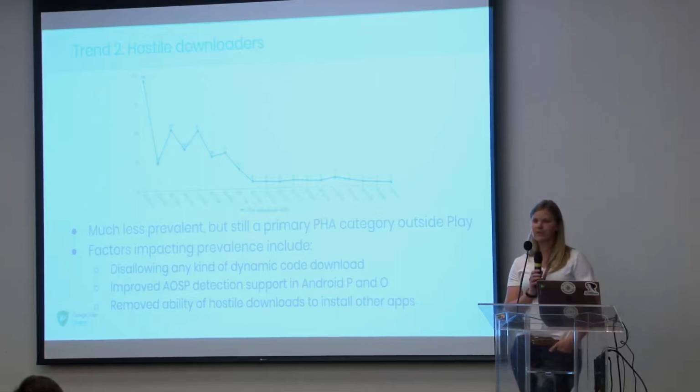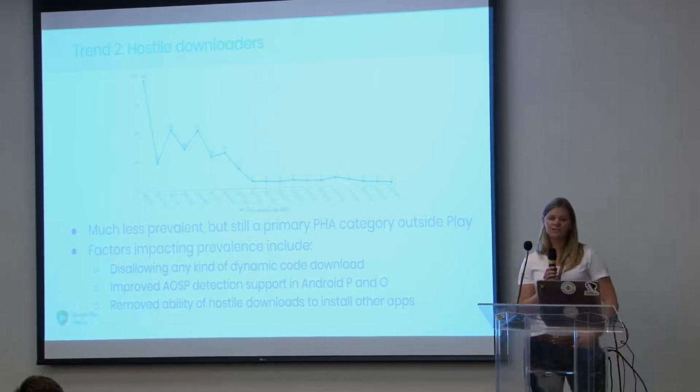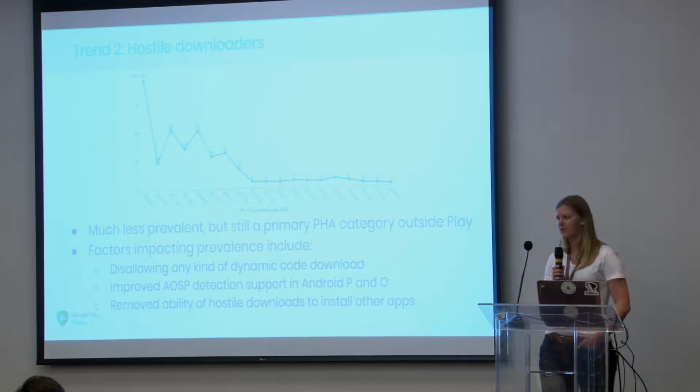Some of those include the fact that we're now disallowing any kind of dynamic code download. We've also improved the ASOP detection support in both Android P and O.